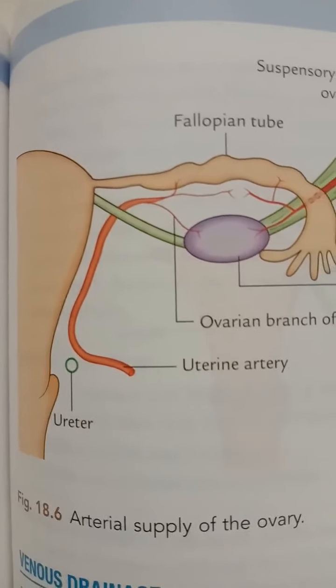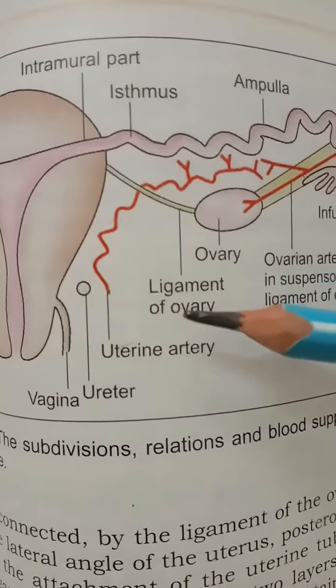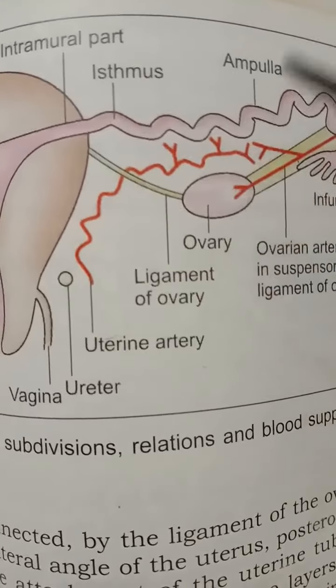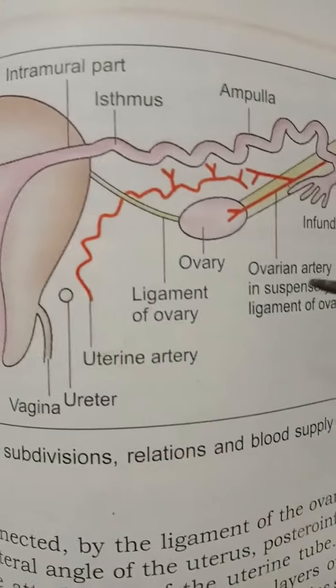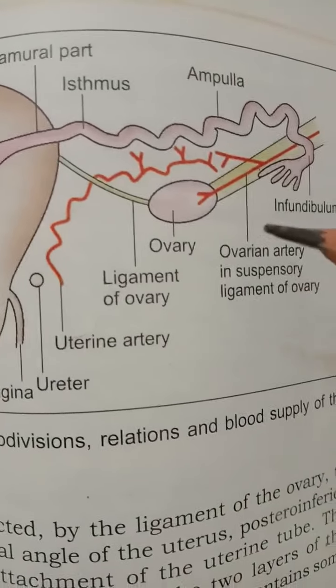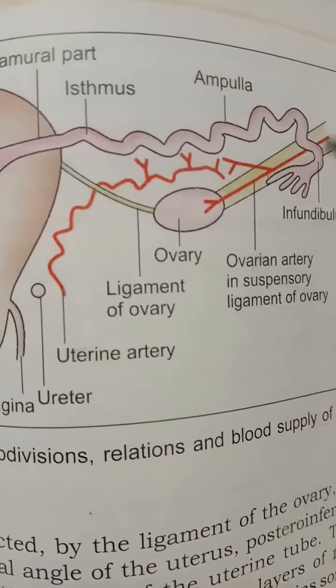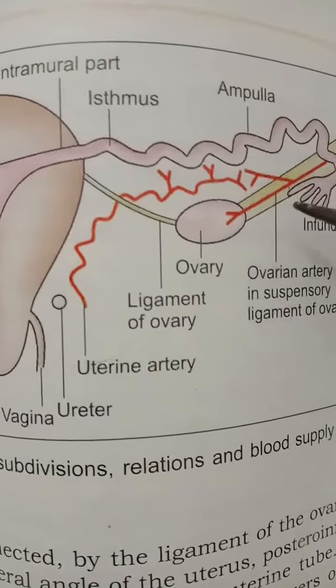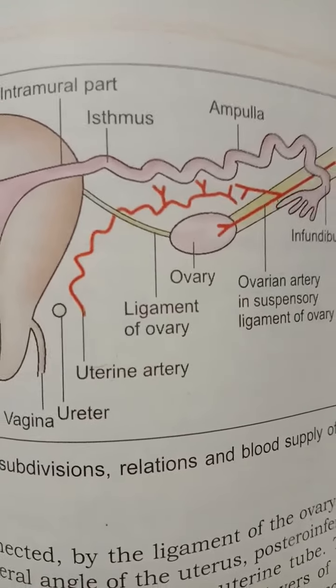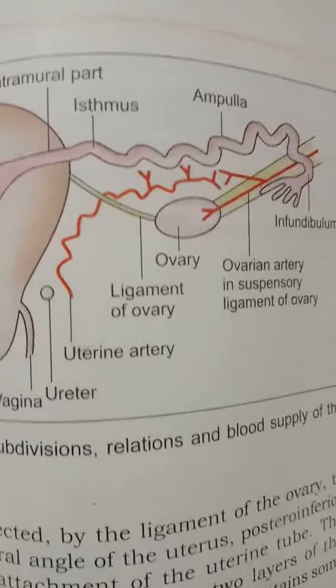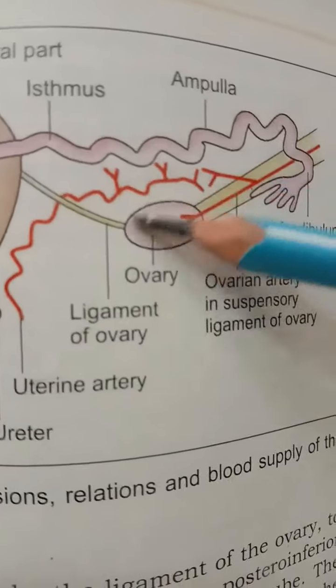Then the nerve supply. The ovary is innervated by the sympathetic and the parasympathetic nerves. The sympathetic nerve is derived from the T10 to T11 spinal segments, and the parasympathetic is derived from S2, S3 and S4. Then the functions of the ovary.